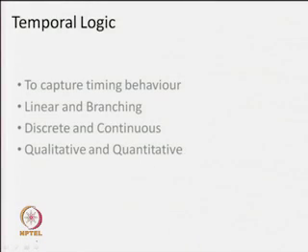I have already mentioned that in temporal logic we capture the timing behavior of the system. Secondly, in the notion of timing, we have two types: one is branching time and the second is linear time. Again, we can capture timing in two different ways: one is discrete and the second is continuous. And to specify the behavior, we can look at two different ways: one is qualitative and the second is quantitative. In the qualitative case, we just specify whether something is going to happen in the future or not, while in the quantitative case we can specify that after some unit of time something is going to happen in the system. In this lecture we are going to talk about the qualitative issues of temporal logic.